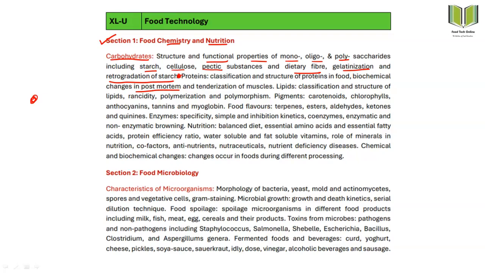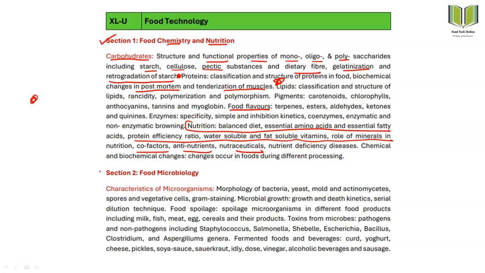If the animal has been slaughtered, what changes take place inside each and every part of the body of that particular animal, and how the tenderization of muscles takes place. The muscles are made of the myoglobin protein, which is very essential, and the same thing comes with the lipids. After that we will be seeing some kinds of food flavors. And after that the concept of nutrition comes: essential fatty acid, protein efficiency ratio (PER), fat soluble vitamins, role of vitamins in nutrition, cofactors, anti-nutrients, nutraceuticals.